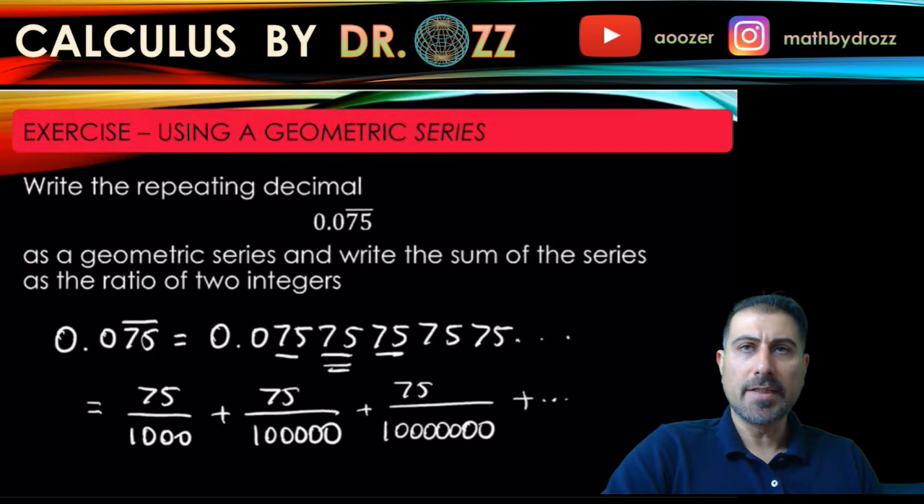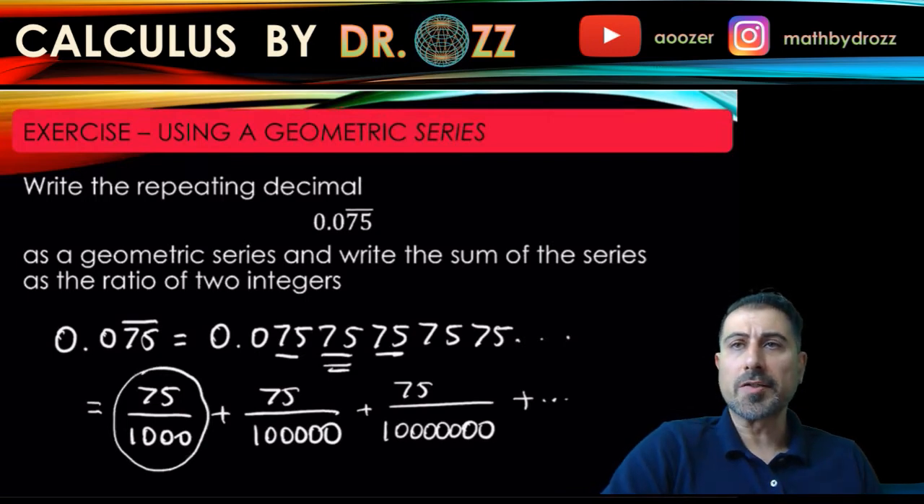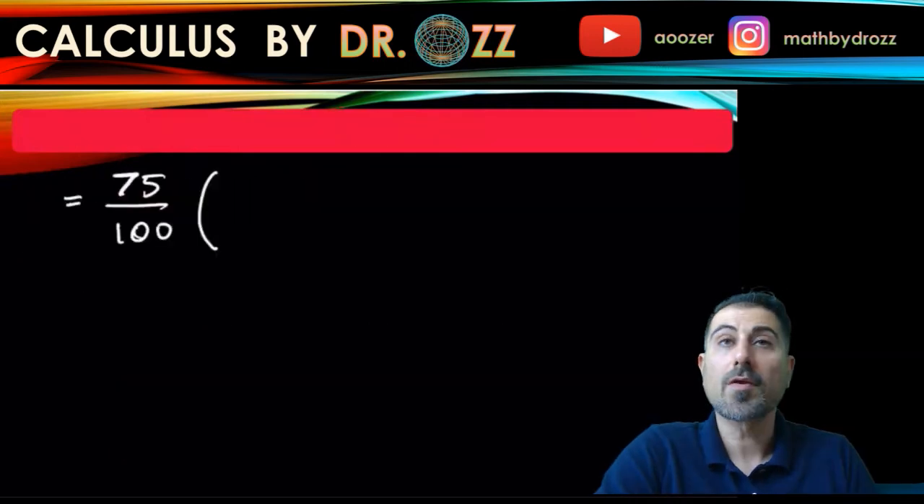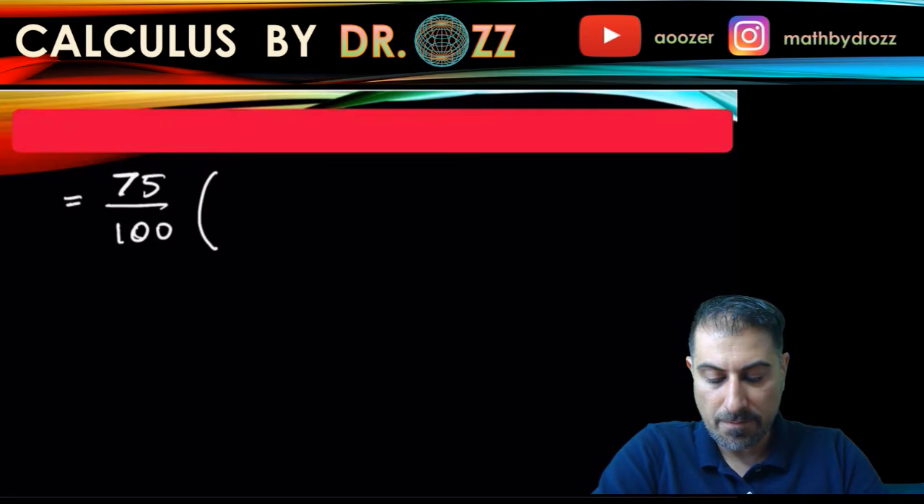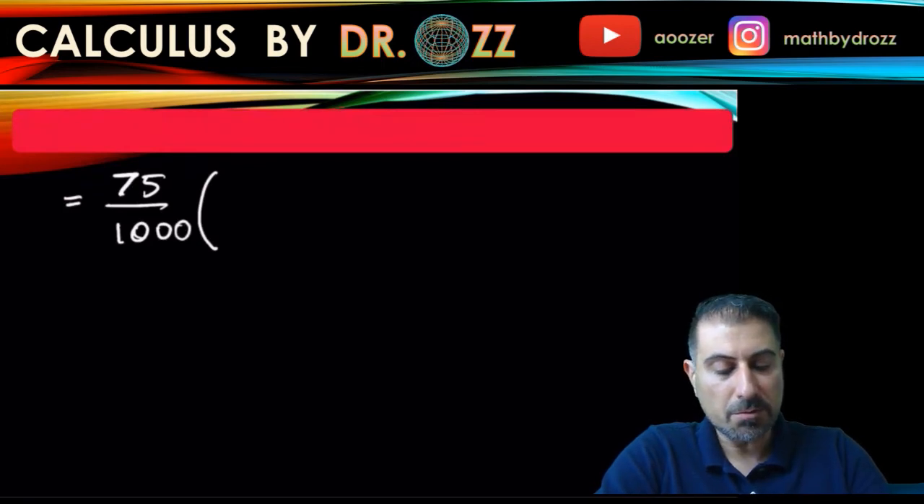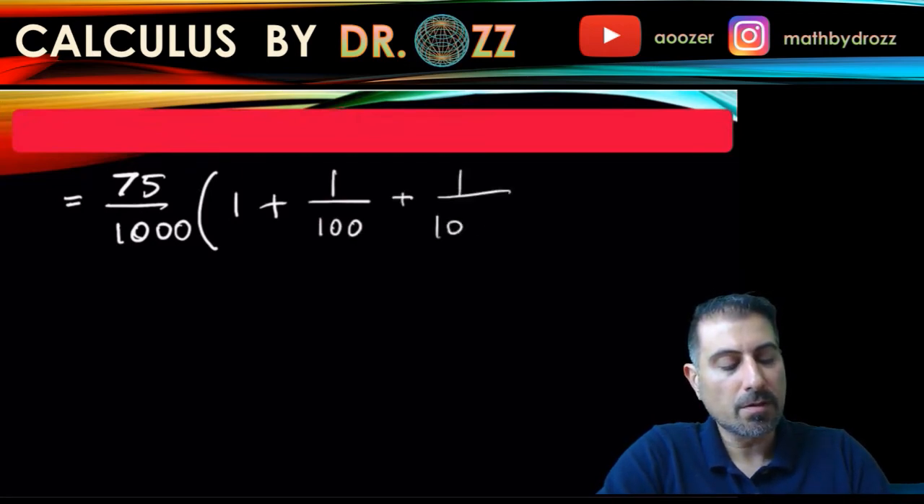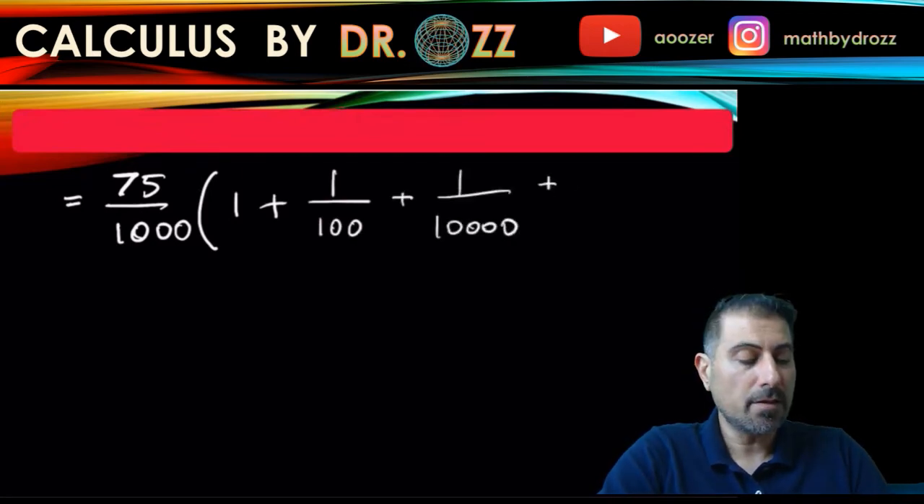In the next step, since this goes on and on, I'm going to factor out the common factor, 75 over 1,000. The first term is going to be 1. And from one term to another, we just divide by 100. The next term is going to be 10,000, and on and on.